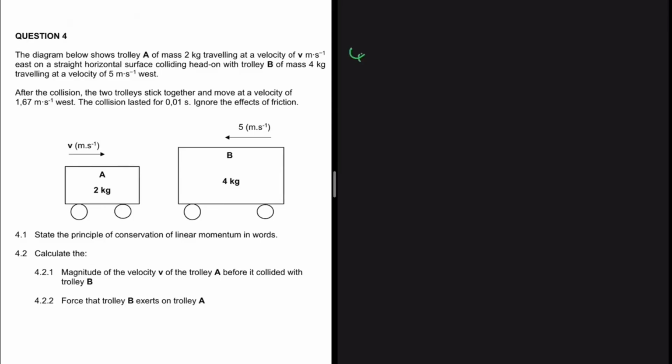And then 4.1 says, state the principle of conservation of linear momentum in words. We know fully well that it says that the total linear momentum in an isolated system is conserved. What does that mean? The sum of the momentum before a collision will be equal to the sum of the momentum after the collision.